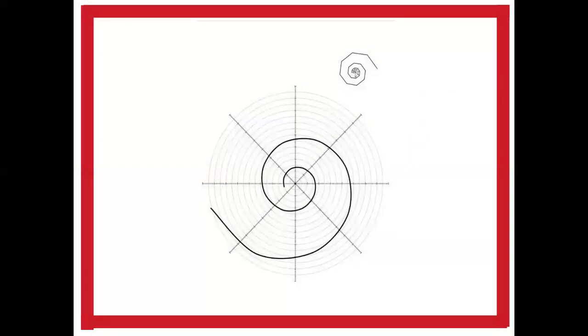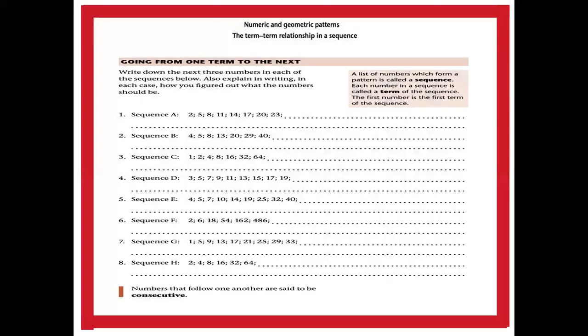So here's an example of a pattern, going from one term to the next. Write down the next three numbers in each of the sequences below. Also explain in writing, in each case, how you figured out what the numbers should be.